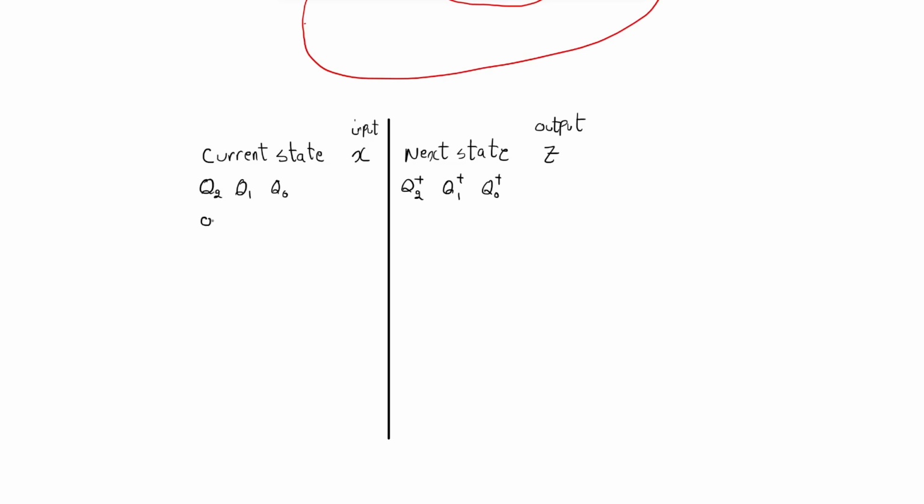So let's list our states first. We have 0, 0, 0. Then for each state, the user could enter 0 or could enter 1, so we write it twice. This is for S0. I'm going to quickly complete it because it's the same idea.